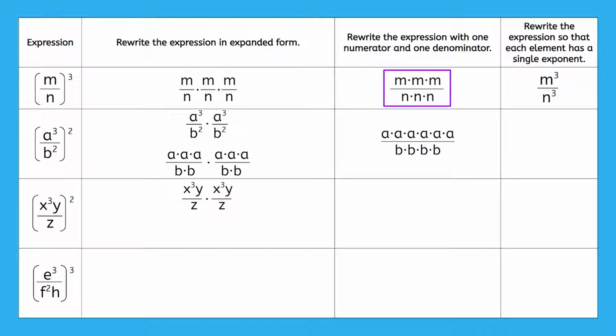This new version of the expression makes it a bit clearer that we have 3 m's multiplying, giving us m cubed in the final numerator, and 3 n's multiplying, giving us n cubed in the final denominator. If we consider the original expression, m over n cubed, multiplying m over n by itself 3 times should give us 3 m's and 3 n's, which is what this final expression says. What about this next row?